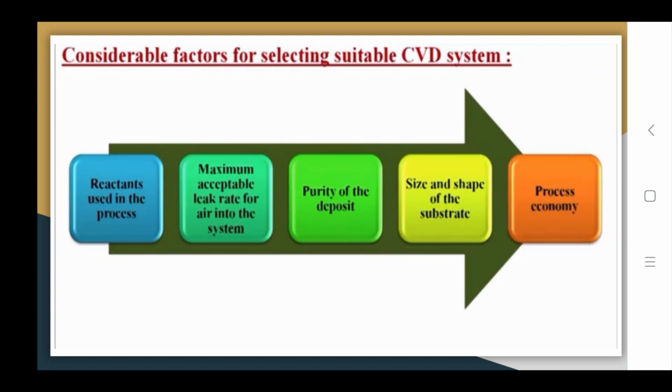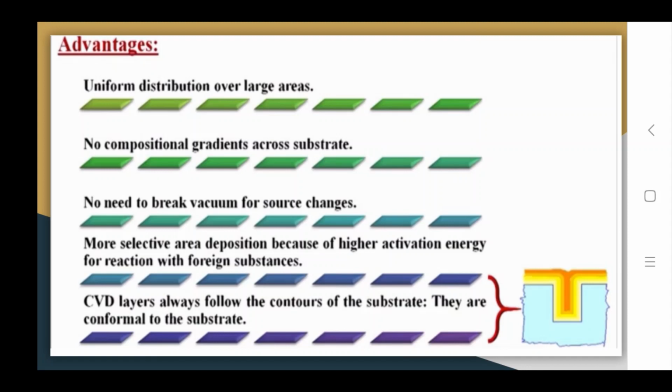Okay, now next, what are the advantages? So first is uniform distribution over large areas, then no compositional gradients across the substrate, then no need to break vacuum for source changes, then more selective area deposition because of higher activation energy for a reaction with foreign substrates. CVD layers always follow the contour of the substrate; they are conformal to the substrate itself. So this is all about the advantages of the CVD process.